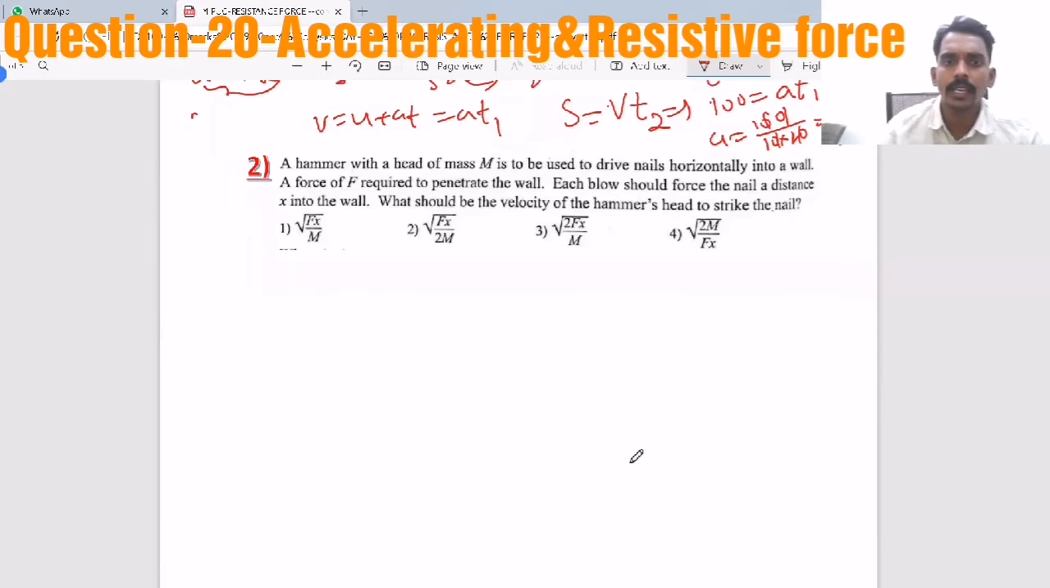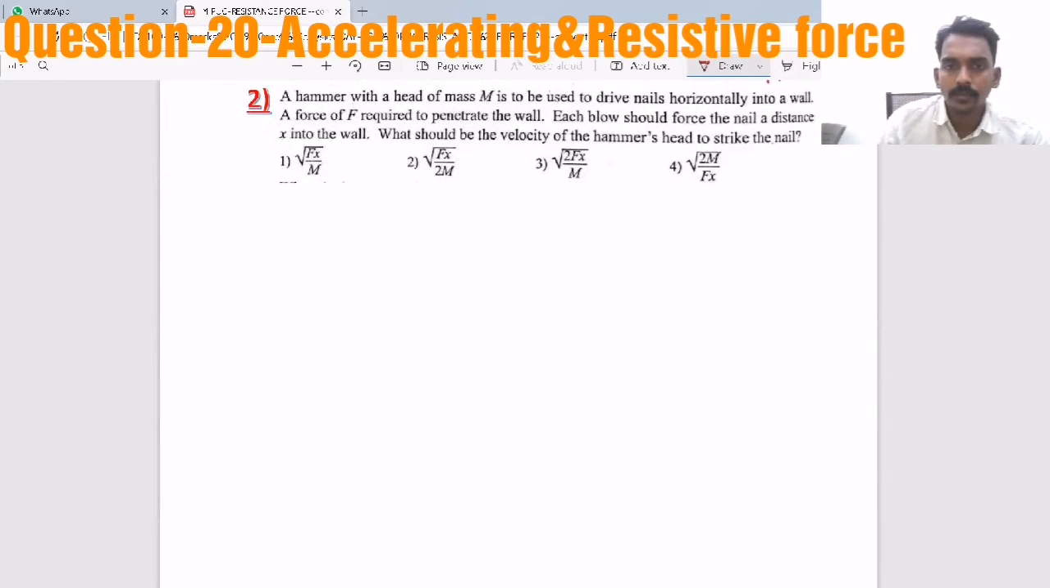Now, a hammer with a head of mass capital M is used to drive nails horizontally into a wall. A force F is required to penetrate the wall. Each blow should force the nail a distance x into the wall. What should be the velocity of the hammer's head to strike the nail?